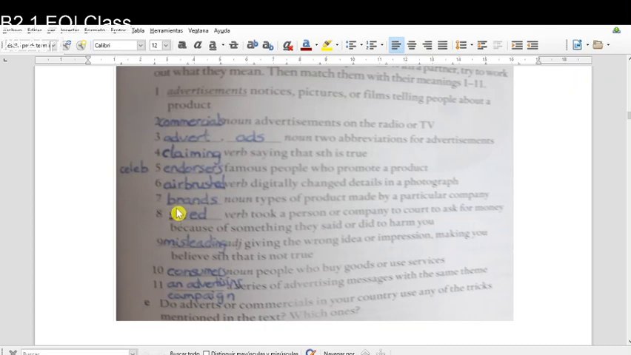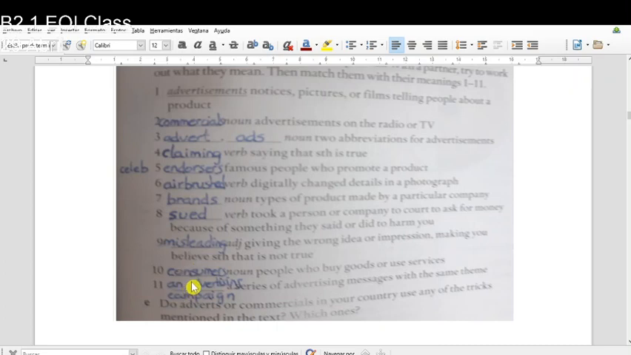7. Brands is a noun meaning types of product made by a particular company, las marcas, los productos de diferentes marcas. Sued, it's a verb, took a person or company to court. Take legal action. When you take legal action, tú demandas, demandar a alguien o alguna compañía, sue, en pasado, sued, take legal action. Misleading is the adjective giving the wrong idea or impression, engañosa, misleading advert.